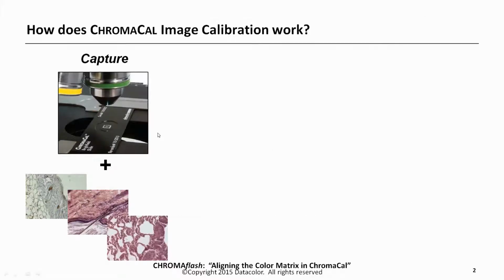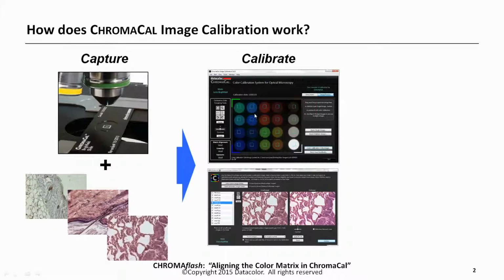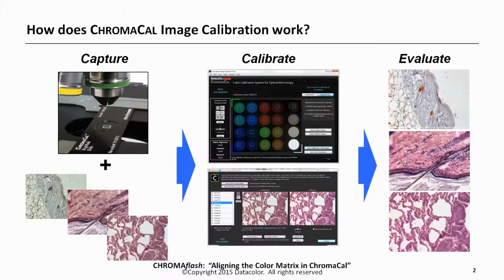As a brief review, CHROMACAL image calibration works as follows. Take an image of the CHROMACAL slide along with your specimen images. Open and align the matrix image in the CHROMACAL software and then calibrate your specimen images. You are then ready to evaluate. Our focus in today's video is the matrix alignment step in the CHROMACAL software.